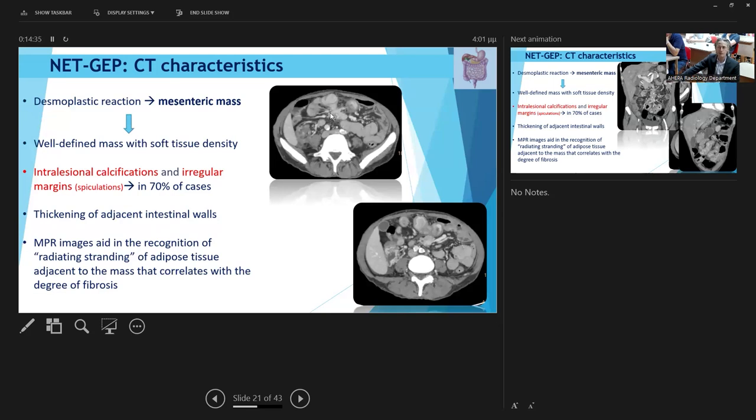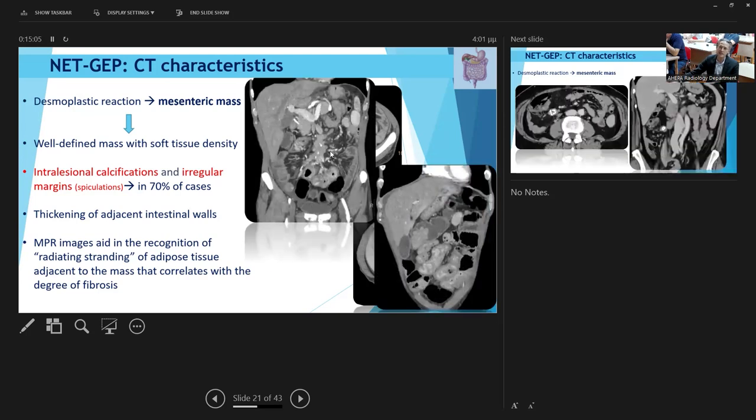And again, if you do a CT in an emergency condition and you find a soft tissue mass in the mesenteric fat, please rule out the presence of any mass inside the small bowel. Moreover, another typical sign of a patient with a mesenteric mass due to a neuroendocrine tumor is the radiating stranding, that is a desmoplastic reaction of this soft tissue.